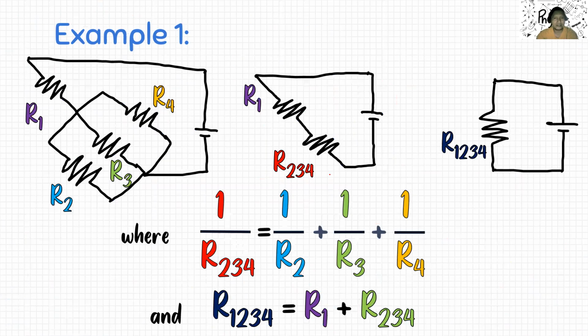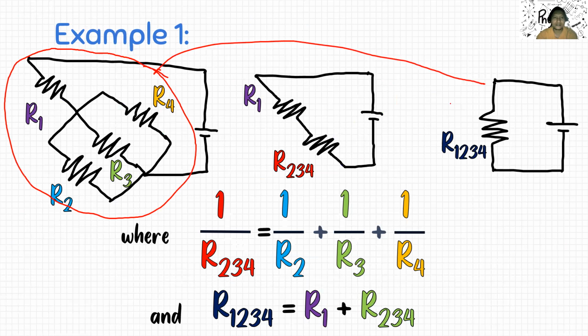In this example, we are going to combine all of this, and it will become like that. First, atong i-combine ang obvious nga connection. First, i-combine nato ning tulo kay klaro man, parehas sila connected in parallel. Both of their ends naka-connect. So kini siya nahimo siyang R234. Okay?